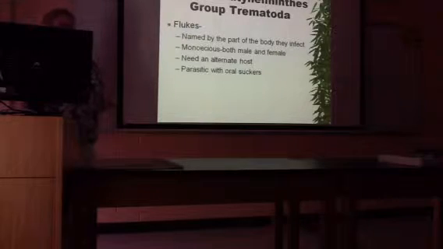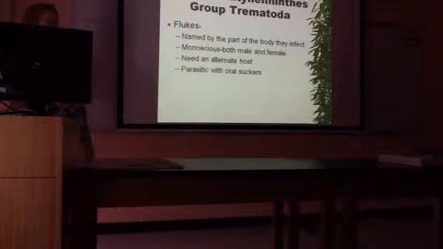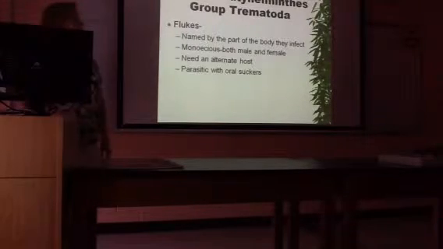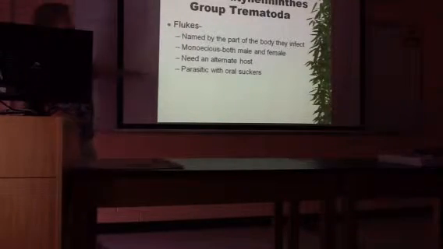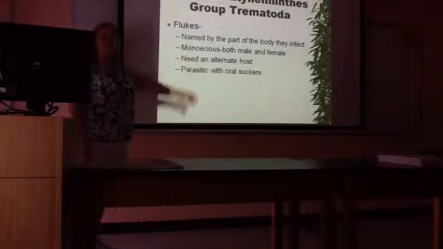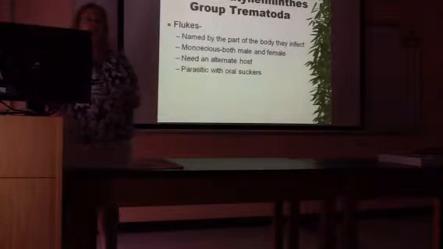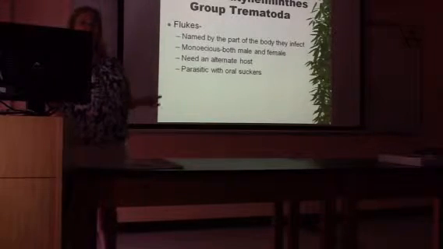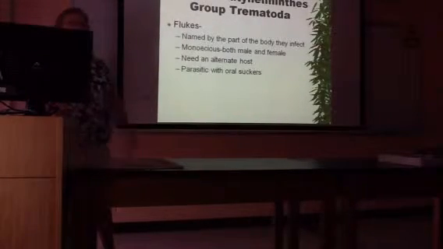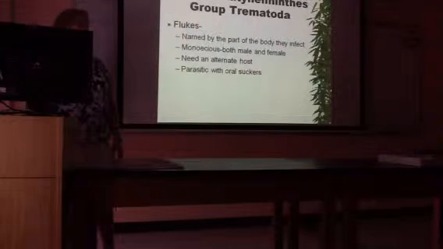There are blood flukes and liver flukes and everything else, right? Wherever they happen to infect, they're named by that part of the body. In general, they're monoecious. Monoecious means that one worm has both male and female reproductive parts. It is male and female at the same time, true hermaphrodite. So fully functional male and female parts.